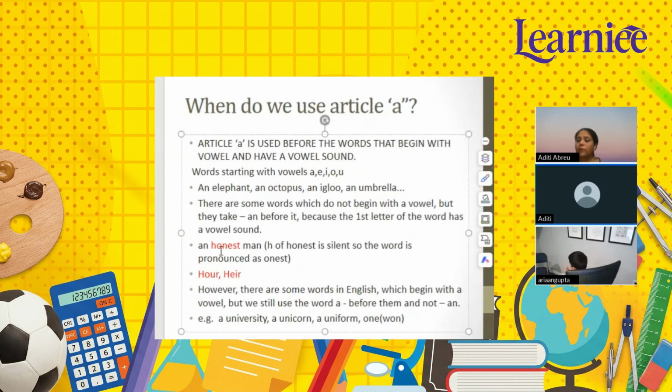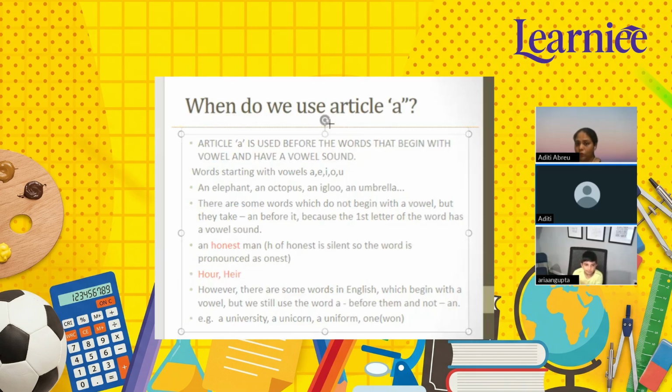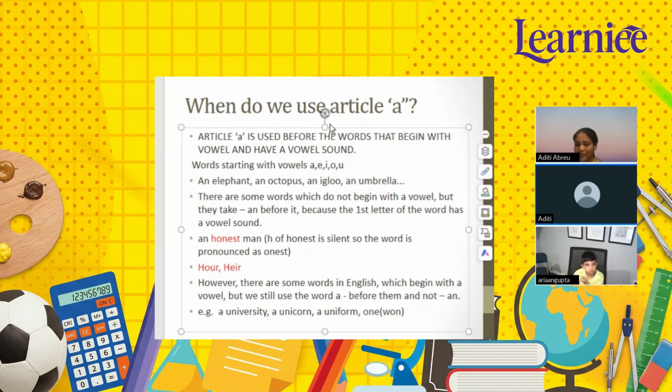No, vowel is not an exception. The following words are exceptions. What are the words? Honest, hour, heir. You see here the words which I have colored in red on the screen. So those words are exceptions. Though they start with the letter H, the sound is not of H. H is silent over there. So we are using the next sound, which is O and E. In two words it's O, in one word it's E. So that's why it is getting a vowel sound, so we are using an before it.